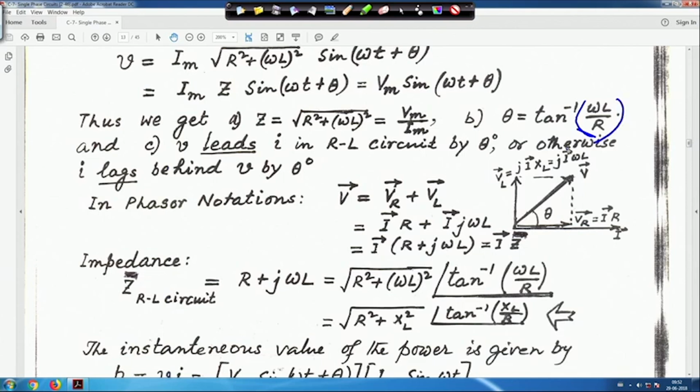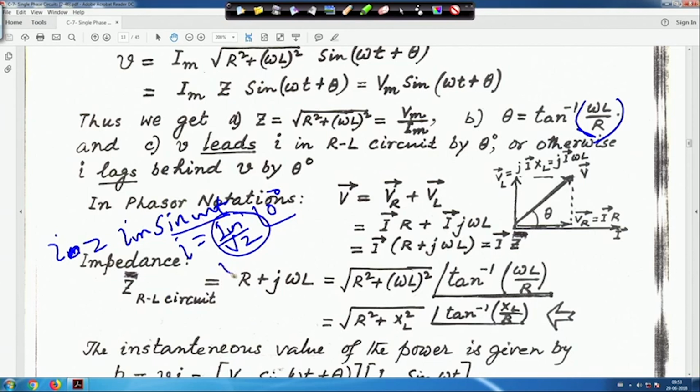In this case, we took I is equal to Im sin omega t. If you take it in terms of the phasor, when we draw the phasor diagram, we can write I is equal to Im by root 2, that is the RMS value, and its angle will be 0 degree. So it is I angle 0, where I is the RMS value. That is why this I is taken as the reference.